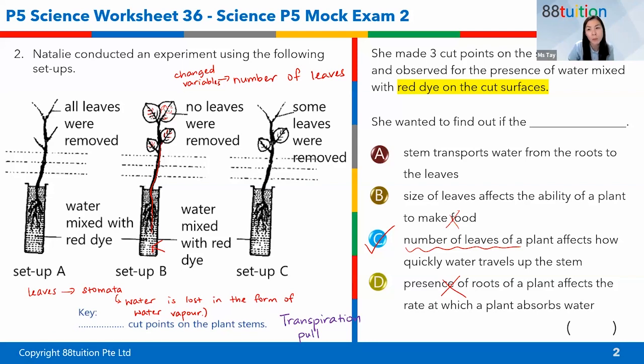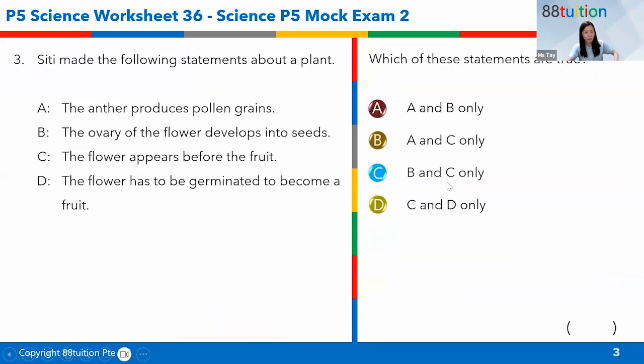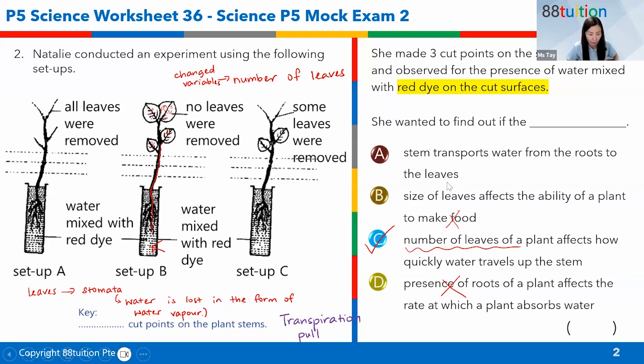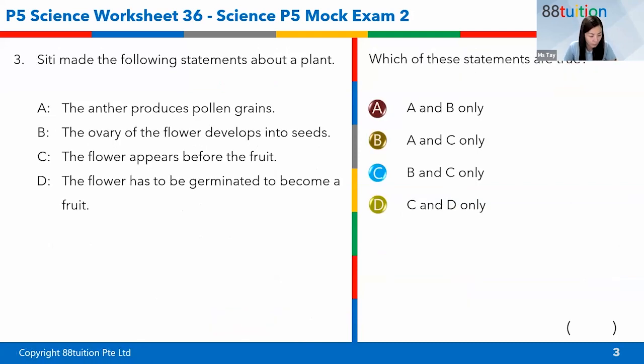Sure, Laika, no problem. Yeah, it's fine. Thank you for telling me. Next question. Oops. Why am I jumping up and down? Okay, I mean my slides are jumping up and down.